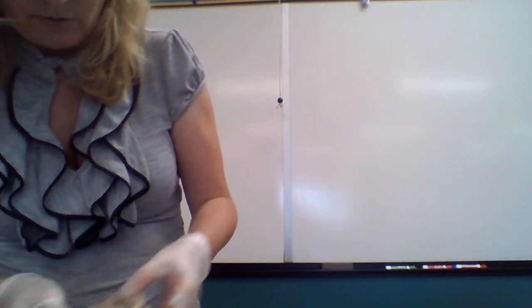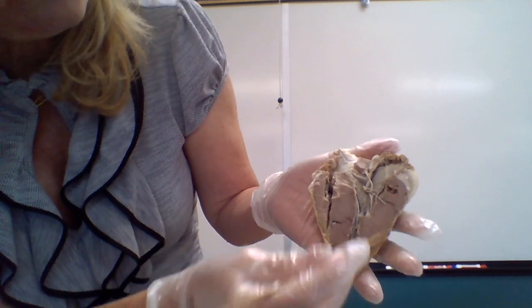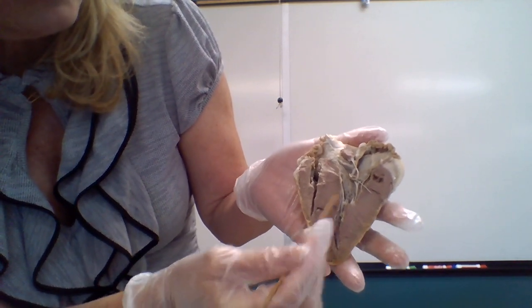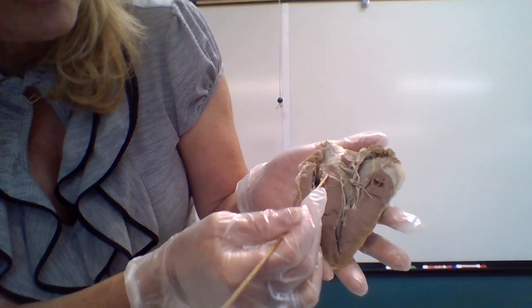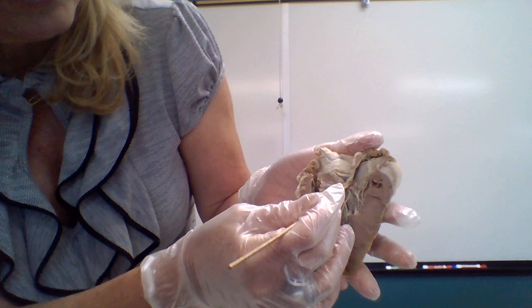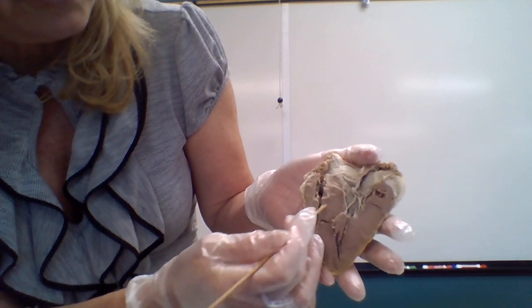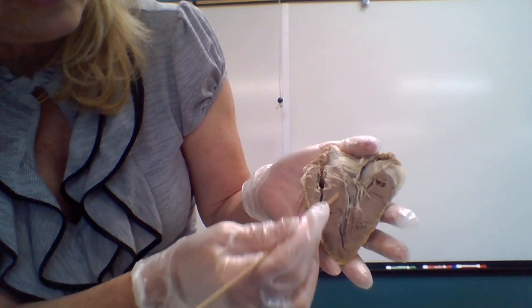Here's the other half. Again, where we see big muscle: left ventricle, right ventricle, left ventricle, the bicuspid valve over here, chordae tendineae, papillary muscles, and this is the septum, the interventricular septum.